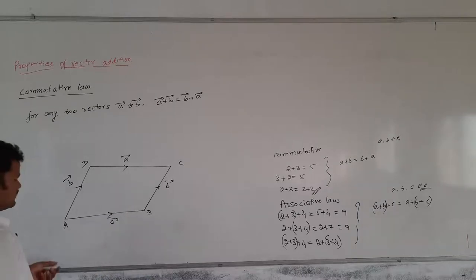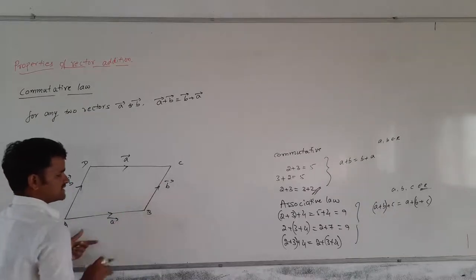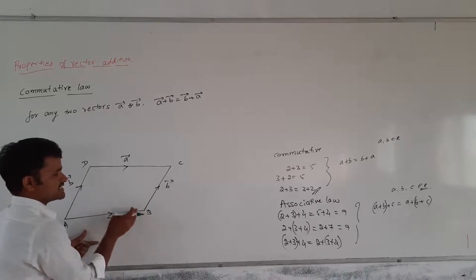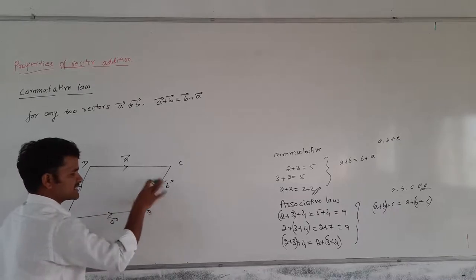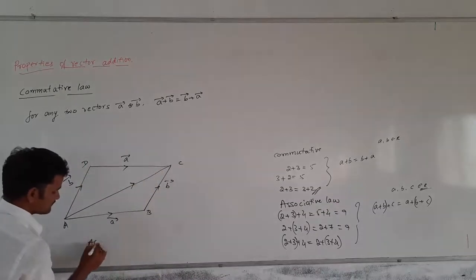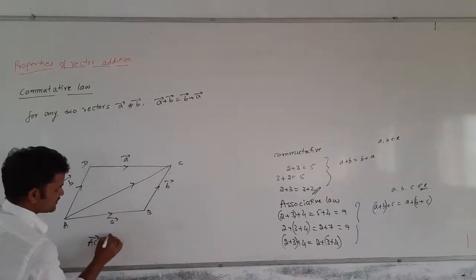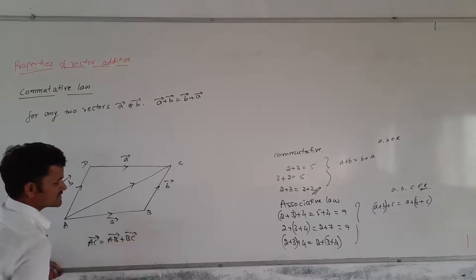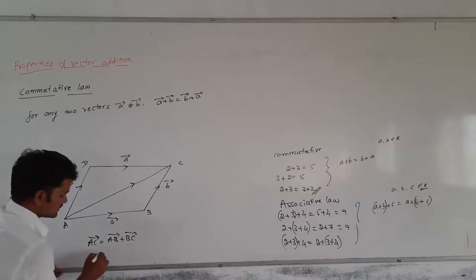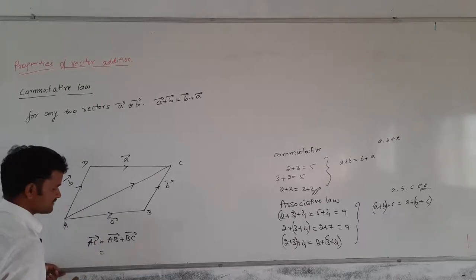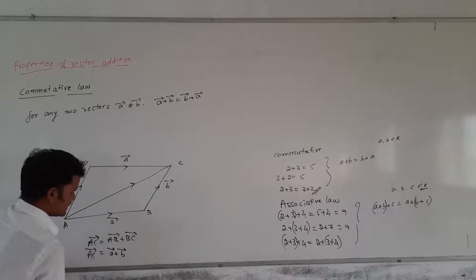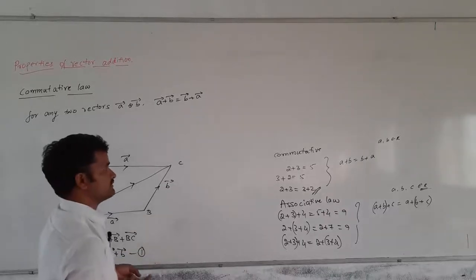Now you observe two vectors AB and BC. AB is the first vector whose terminal point coincides with the initial point of the second vector BC. Now I can write vector AC is equal to vector AB plus vector BC. This is according to the triangle law of vector addition, and the parallelogram law also says the same thing. This can be written as vector A plus vector B. Vector AC is equal to this. Let me take this as equation 1.